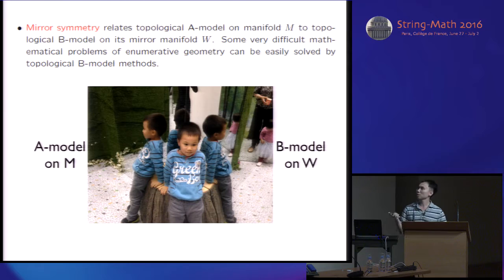The main idea is so-called mirror symmetry. It's a conjecture that every Calabi-Yau manifold has a mirror with exchanged Hodge numbers. We call them M and W. After the mirror reflection, the A model on M is equivalent to the B model on W. So some very difficult questions of counting holomorphic curves can be solved by the B model method.